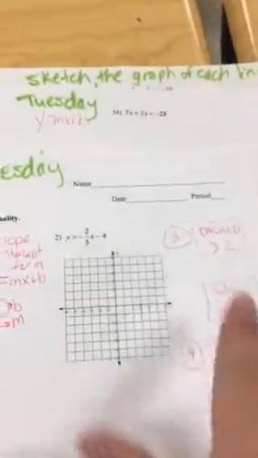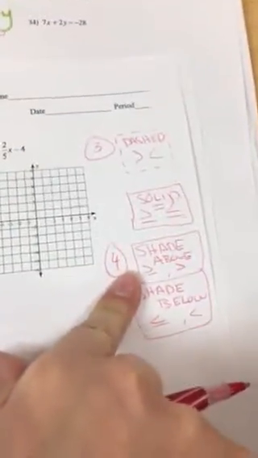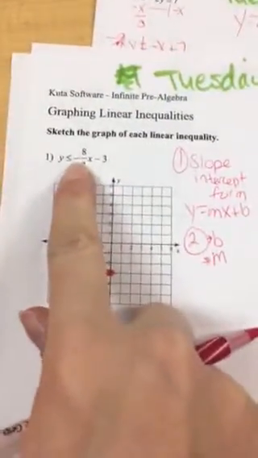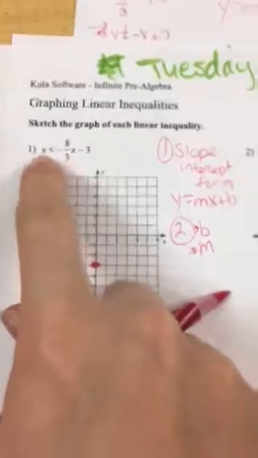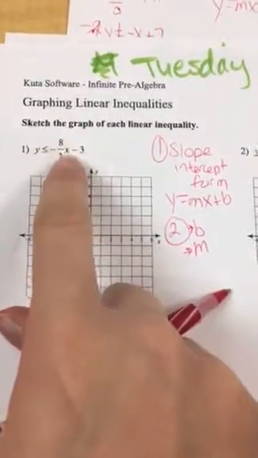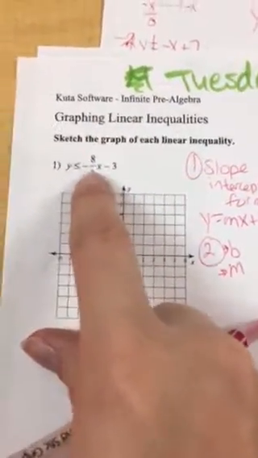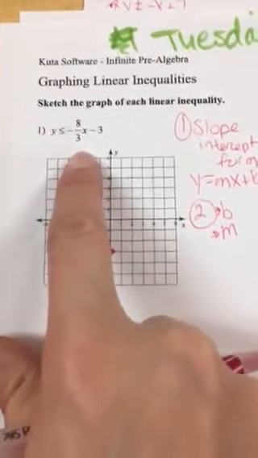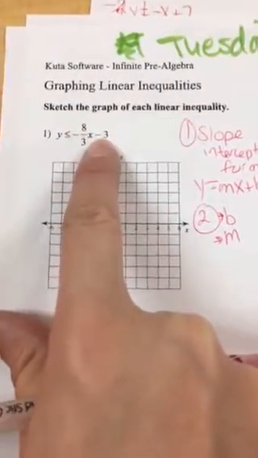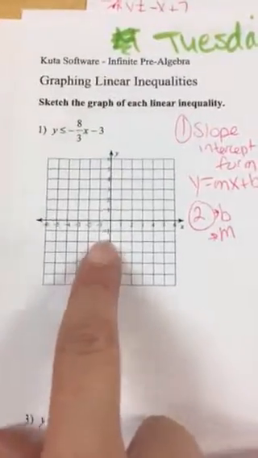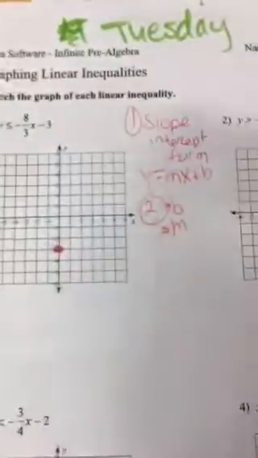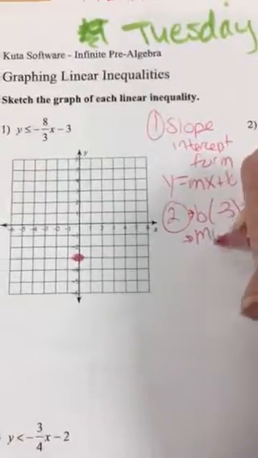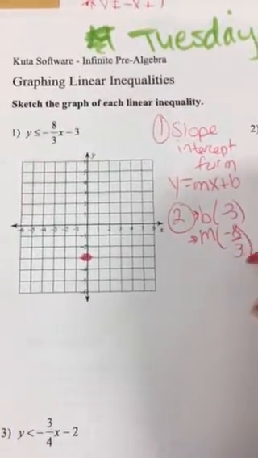The reason we have to do these extra steps is because inequalities are different than equations. Inequalities have many, many solutions. This inequality, y is less than or equal to negative 8/3 x minus 3, y can be anything less than or equal to this. So it is in slope-intercept form. My y-intercept is negative 3. I've already plotted that. My slope is negative 8/3.